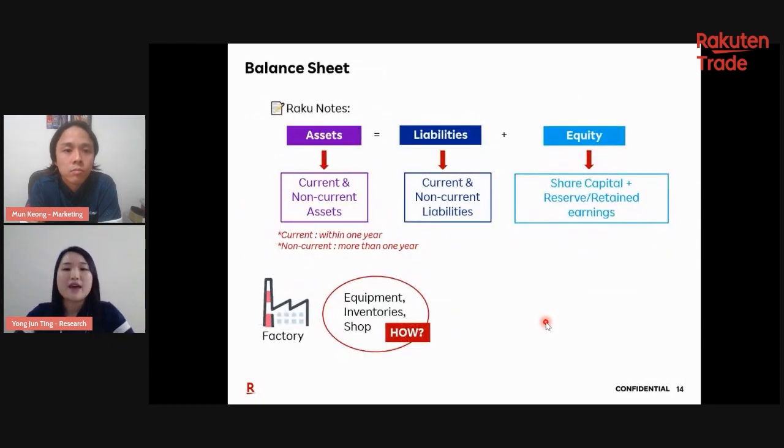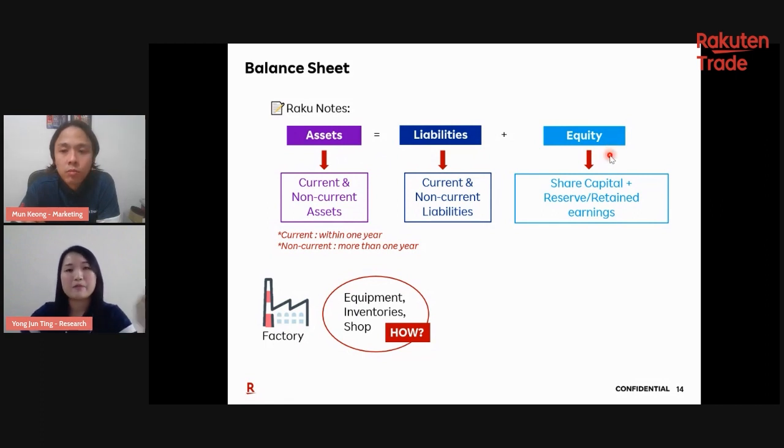Okay, so then I'll move to the second, balance sheet. Okay, so I'll explain it in a very simple way. I think some of the new investors, they must have seen this equation before: assets equal to liabilities plus equity. We know assets, we know liabilities, but what is equity? To put it in simple terms, equity is just the share capital, the capital raised from your investors.